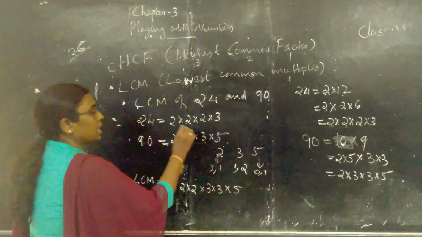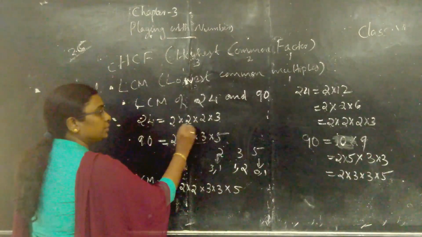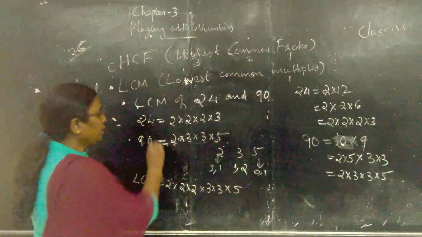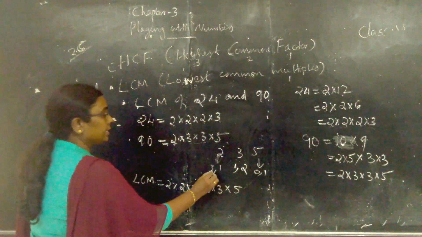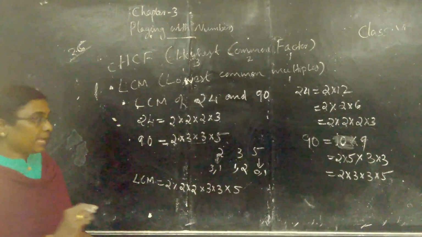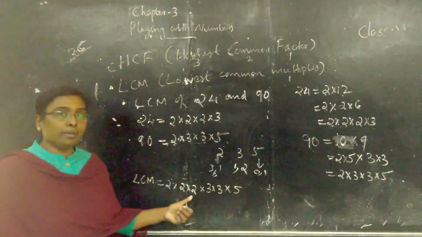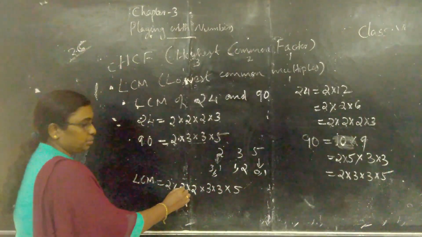How many times does 2 occur in 24? 1, 2, 3. 3 times. In 24, 2 occurs 3 times. In 90, 2 occurs 1 time. The maximum number of times is 3. For LCM, we take the maximum number of times. So, 2 into 2 into 2.